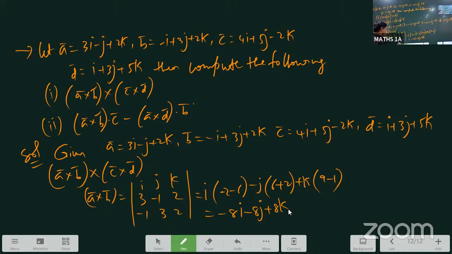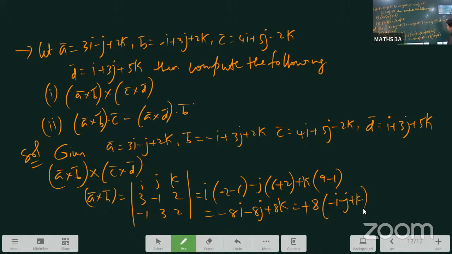Is it clear? So you will take minus 8 common. That is i plus j minus k. Okay, or you can take plus 8 also, so keep it minus. Take only plus 8, then minus i minus j plus k. Keep it like that.